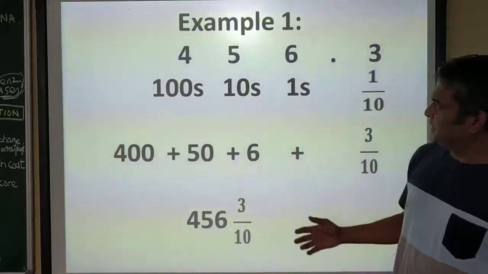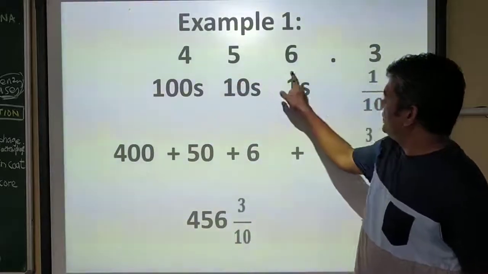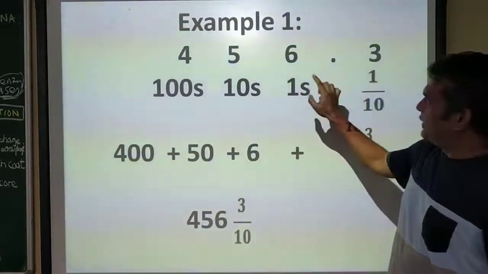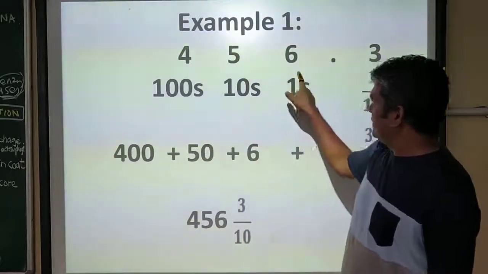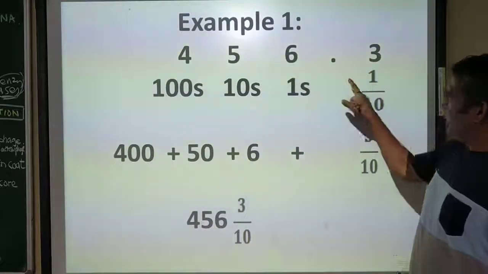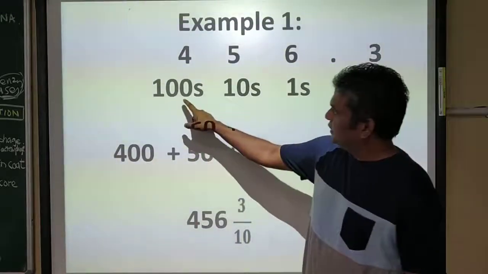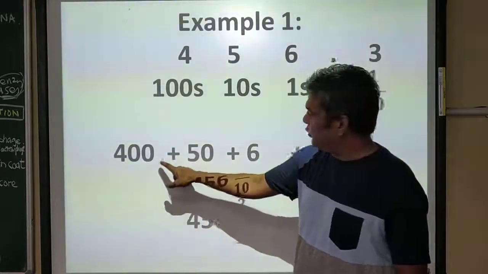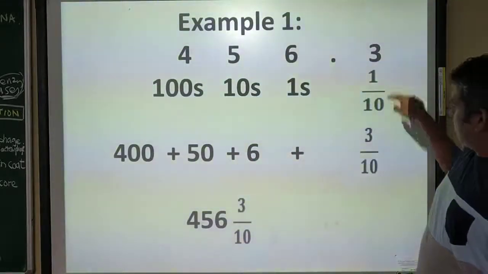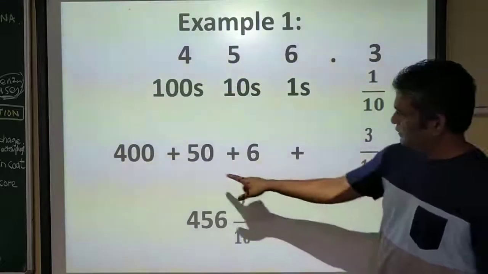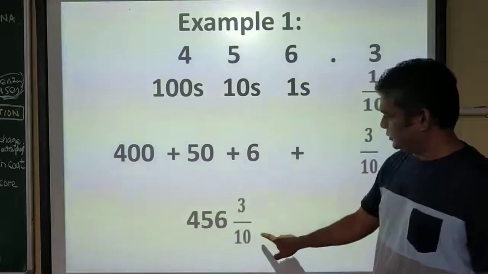Now there's an example given here. How to read this? A figure is given, 456.3. So let us see the place value. 4 falls under hundreds place, 5 tens, 6 ones, and 3 after the decimal point is 1/10 or tenths. Okay, and then we do the expanded form. 400 plus 50 plus 6 plus, since it is 3, so 3/10. When we add 400 plus 50 plus 6 you get 456, and just bring this down 3/10.